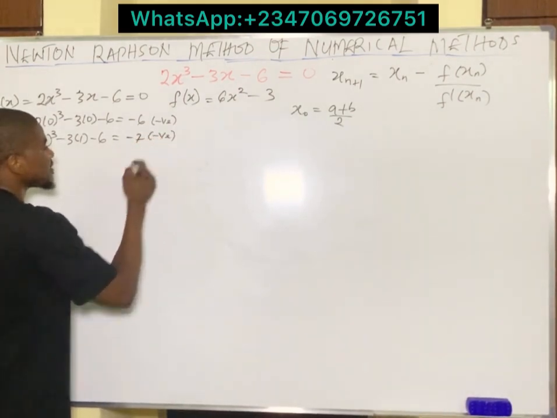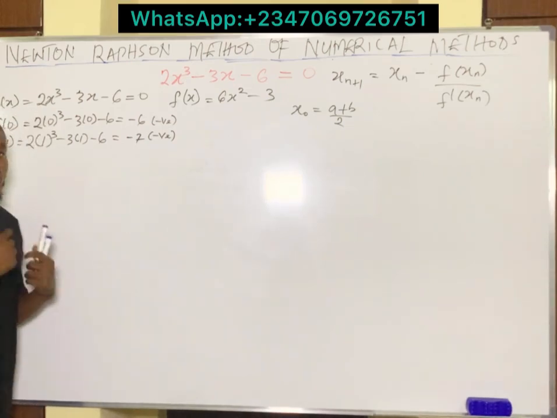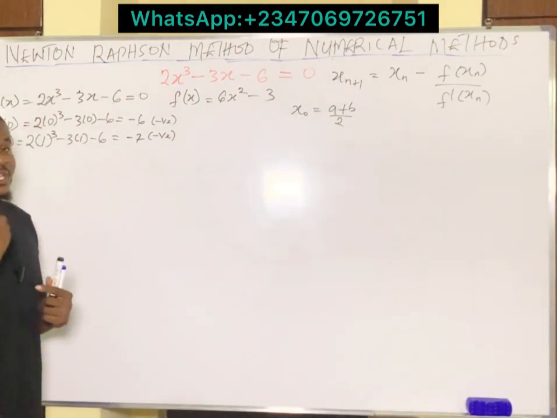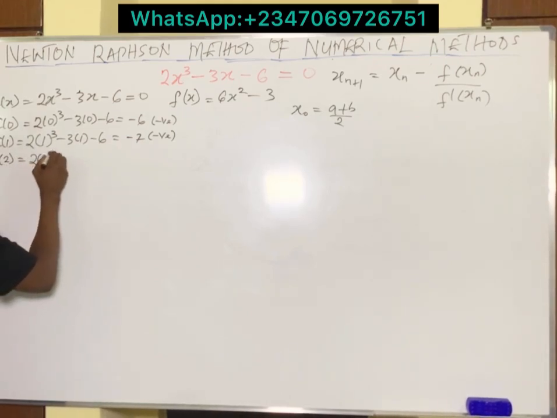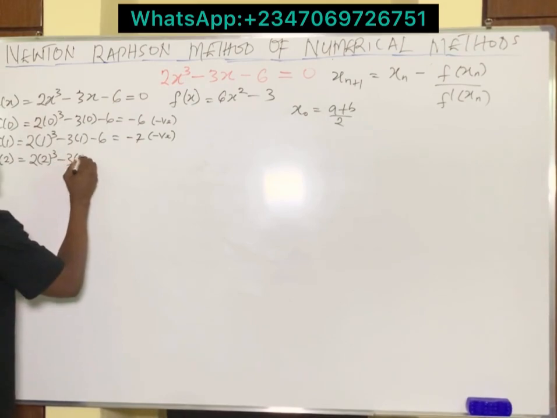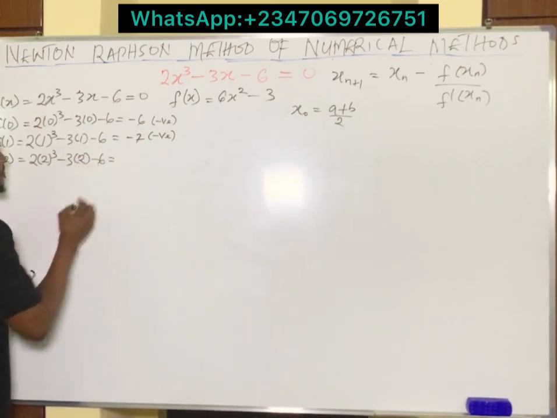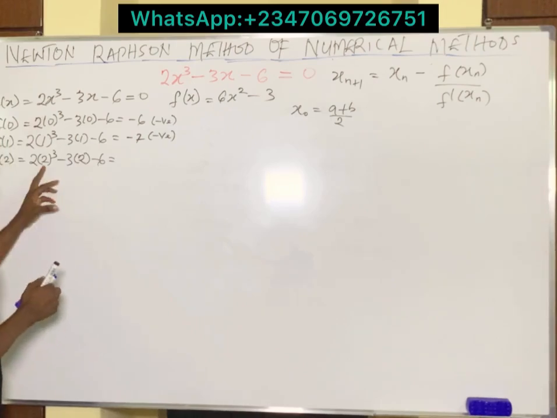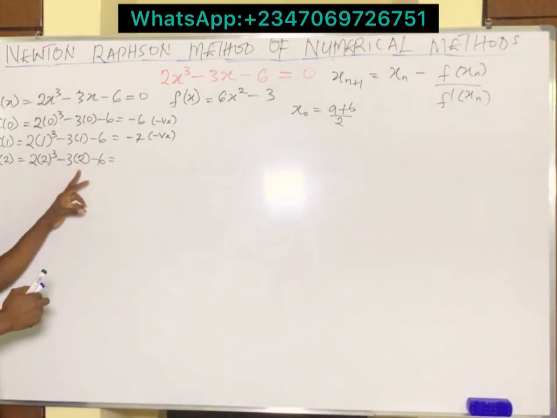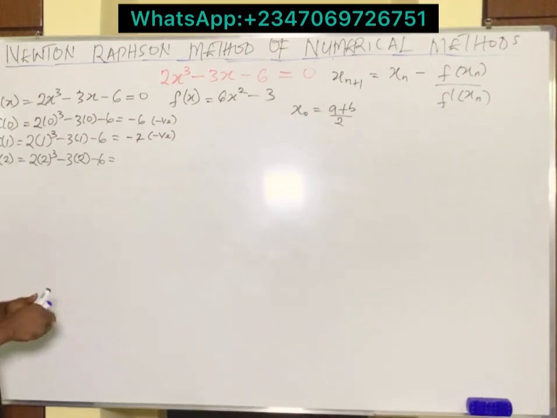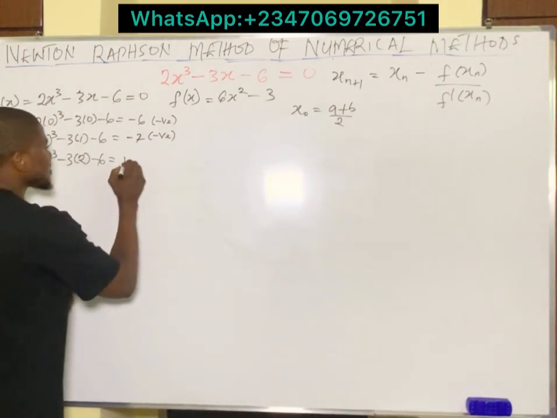Again, we have a negative value, and the rule states it must turn from negative into positive. So you move to the next value. After 1, we try 2. So f(2) is equal to 2 into 2 to the power of 3 minus 3 into 2 minus 6. 2 to the power of 3, of course, is 8. 8 times 2 gives us 16. 16 minus 3 times 2, that's 6. 16 minus 6 is 10. 10 minus 6 gives us positive 4.